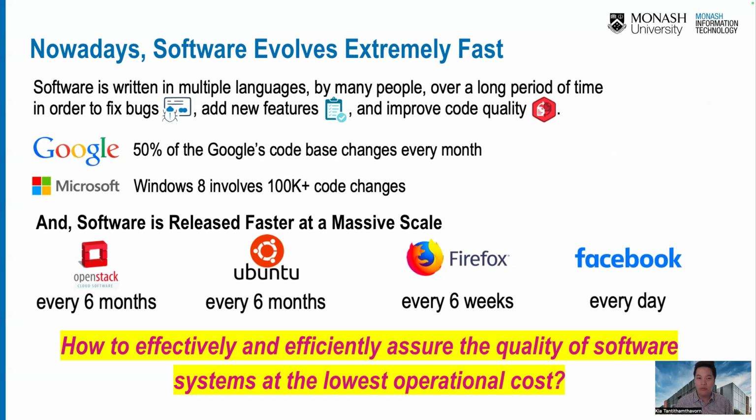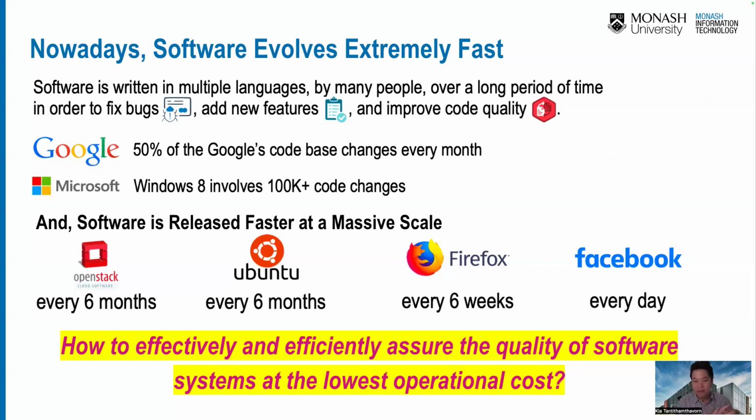That's a report from Google. They show that 50% of the Google code base, okay, think about the GitHub repository, 50% of the code base actually changes every month. Look at how fast the software evolves over time, right? And think about Microsoft Windows as well. Right now, it has over 100,000 code changes, right? And the software is released faster at a massive scale as well.